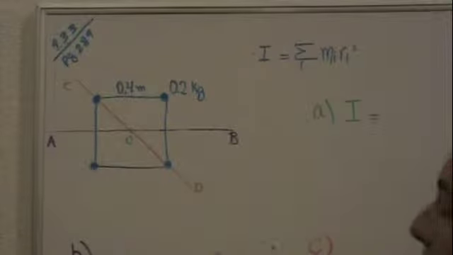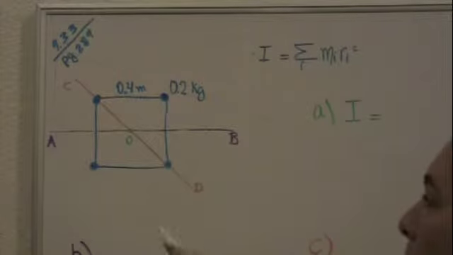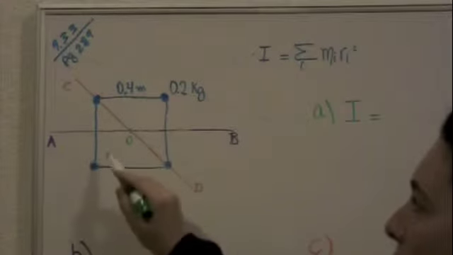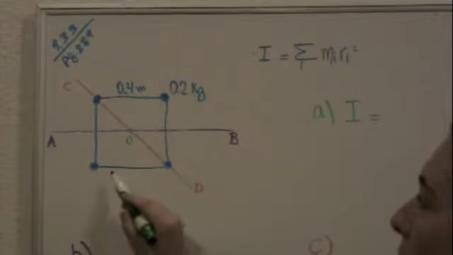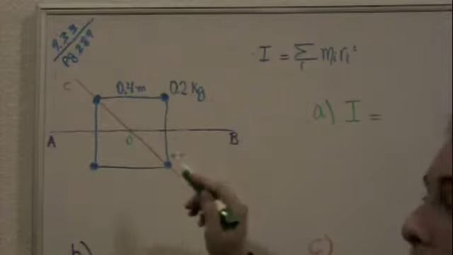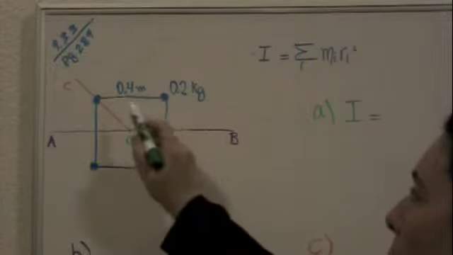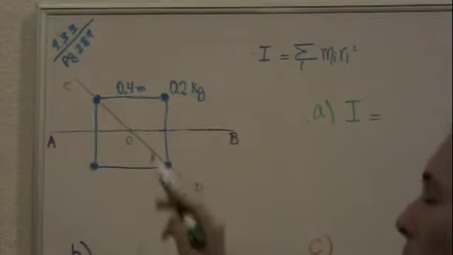In this problem we have four equal masses of 0.2 kilograms distributed like this, as in the corners of a square. And they are connected by very thin rods that we can ignore the mass of. So it's pretty much 4 point sources separated by a distance of 0.4 meters each one.